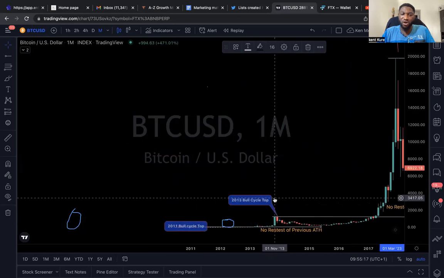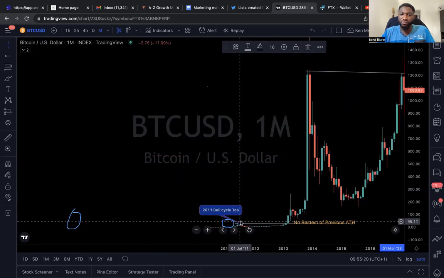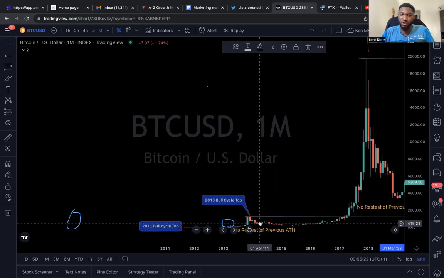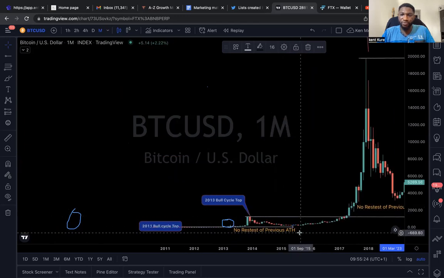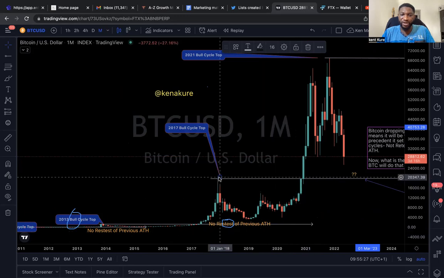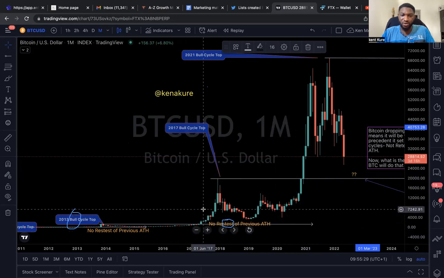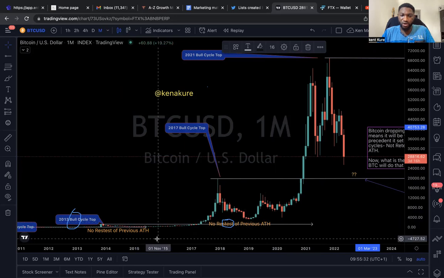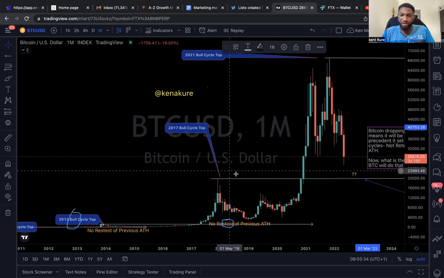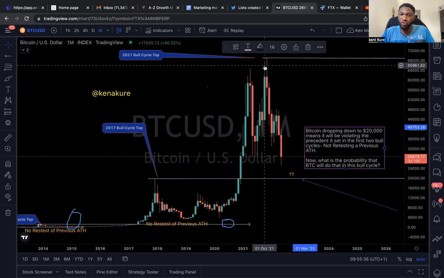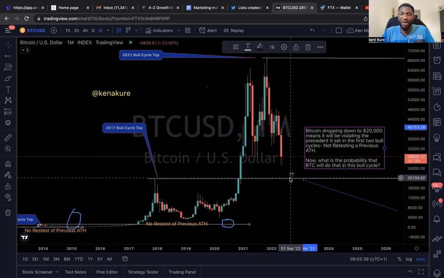Why is it 1 out of 4? Because this is 1, it didn't go below. This is 2, it didn't go below. This is 3, it didn't go below. Now we're on the 4th one. Is it going to go below? And my bet will be no. It doesn't mean I will be right. But since I don't know the exact bottom, I would rather go with what Bitcoin has been doing.